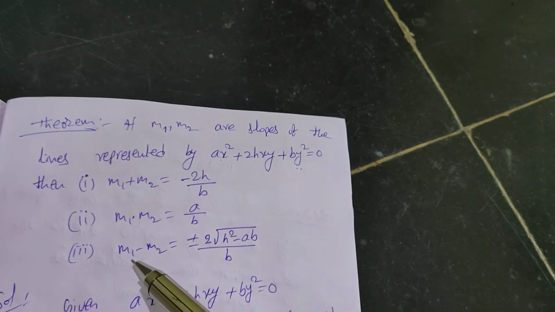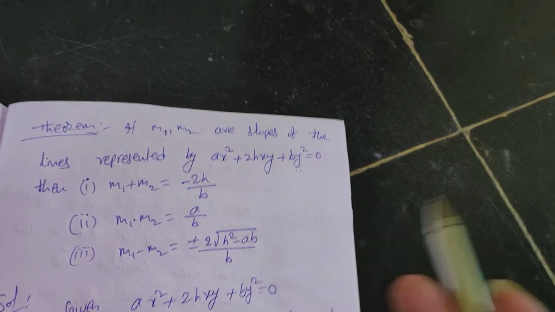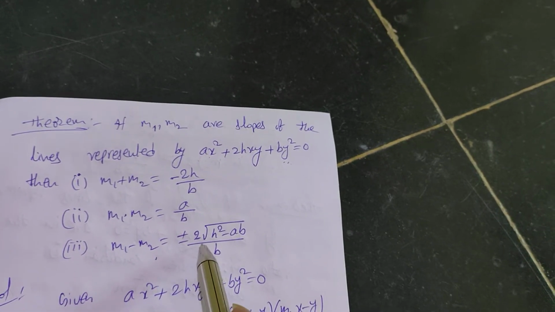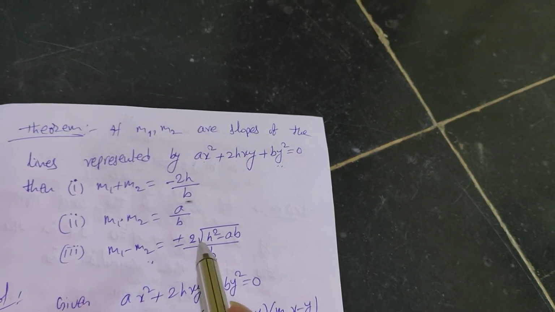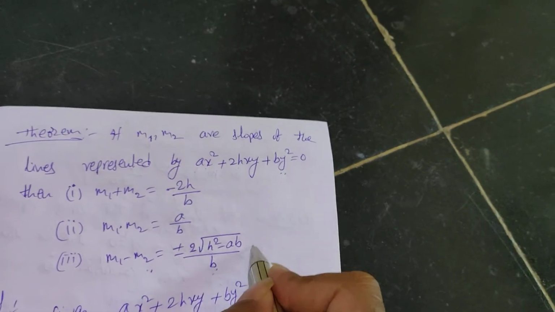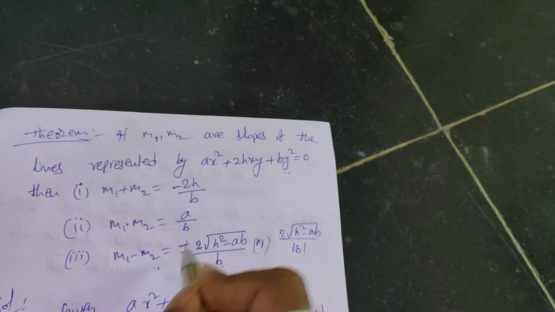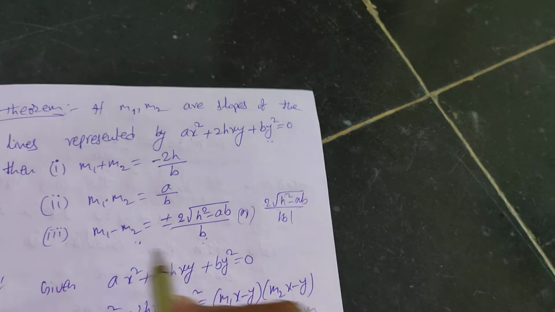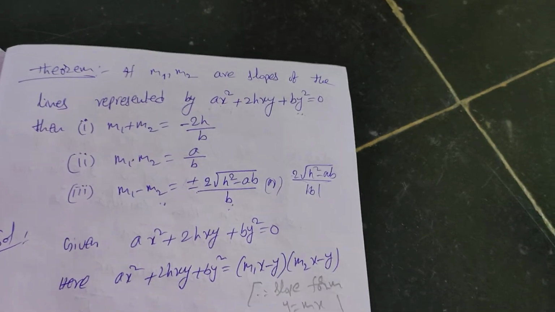And the difference of the slopes, m1 minus m2, is equal to plus or minus 2 into root of h² minus ab, by b. In other words, if you take the modulus, |m1 minus m2| is equal to 2 into root of h² minus ab by modulus of b. To avoid the plus or minus, we can keep the modulus. If you want the positive difference, keep the modulus. This is also correct.